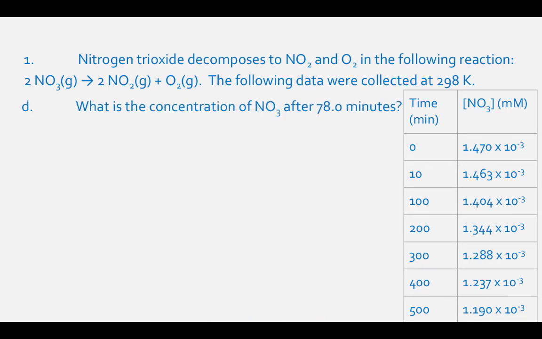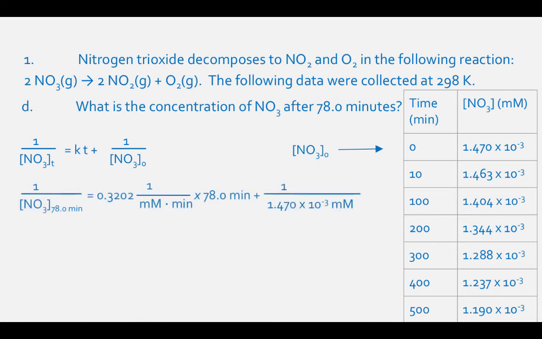In part D, to find the concentration of NO3 after 78.0 minutes, we will use the second-order integrated rate law that we derived in this video, which is 1 over the concentration of NO3 at some time equals K times time plus 1 over the initial concentration of NO3. We know our initial concentration of NO3. It is just the concentration of the reactant at time 0. We also know our value of K from part C, so plug what we know into our equation.